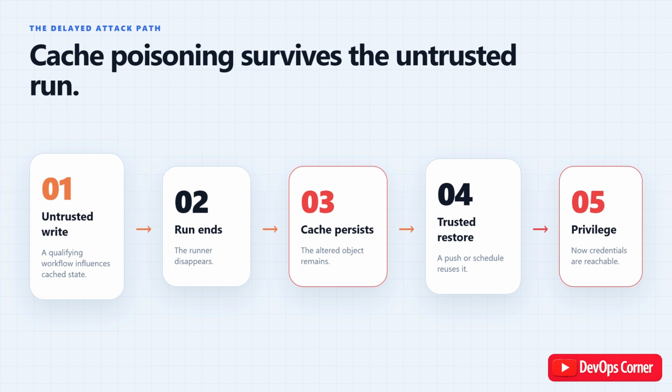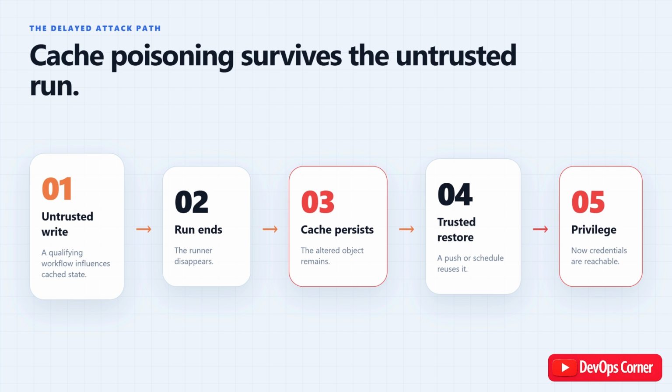Step 2, that initial untrusted run completes. Step 3, the attacker doesn't do a thing. The poisoned cache just persists silently in your infrastructure over the weekend. Step 4, Monday morning, a maintainer merges code, triggering a fully trusted job. Step 5, that trusted job dutifully restores the poisoned cache and executes the payload. Privileges escalated, and the attacker just gained access to your production deployments.